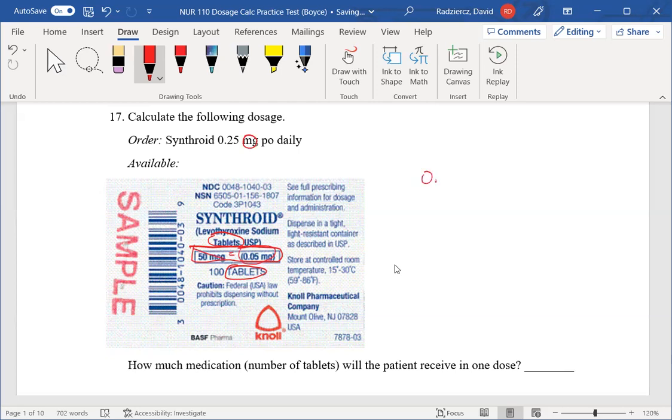So knowing that 0.25 milligrams, this time I'm going to do dimensional analysis. I have available the 0.05 milligrams per tablet. I'm just going to write tab. So I'm going to take 0.25 divided by 0.05. And so I'm going to give this patient for 1 dose 5 tablets.